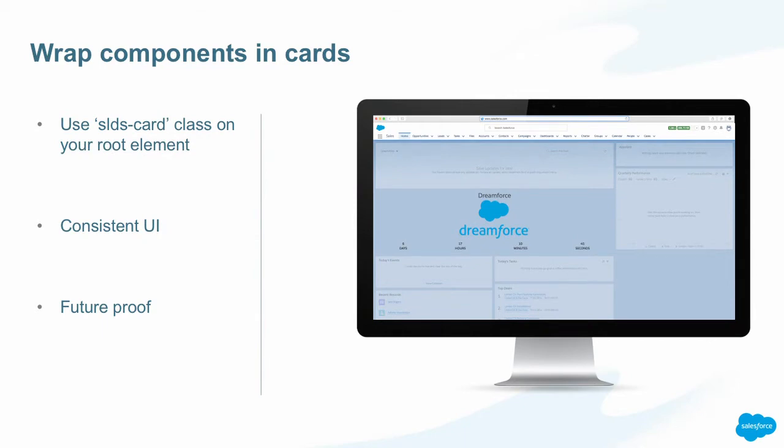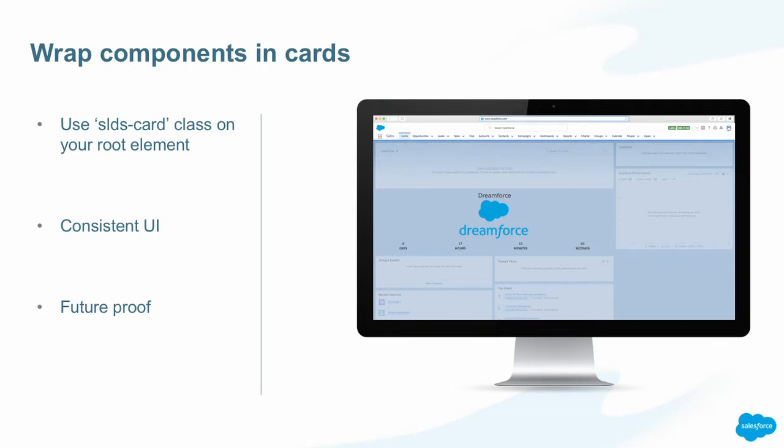Now, wrapping components in cards. As many of you must have noticed, in Winter 18, we rolled out a new theme in Salesforce. You'll notice there's a blue background or gray-blue. And as a part of this effort, we also made sure all components were wrapped in cards. And in order to make sure your component is consistent with the rest of the UI, we recommend you wrap them in cards, and it's easy to do that. You just need to use the SLDS card CSS class on your component, and it'll make sure that wraps it in a card.